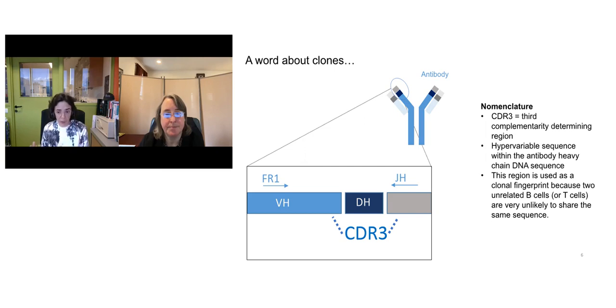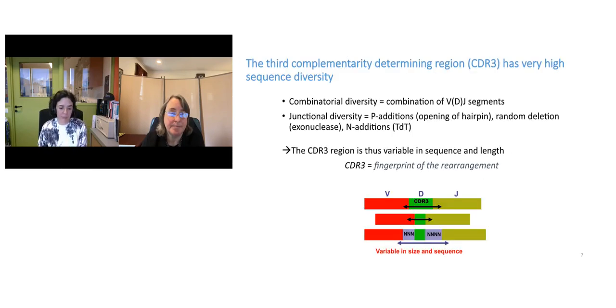One important thing about this notion of clone is that, especially for B cells but also for T cells, it is what we call a clonal fingerprint, because it is very unlikely that two individuals, and even two different cells that were generated independently, would have exactly the same nucleotide sequence on that precise region.